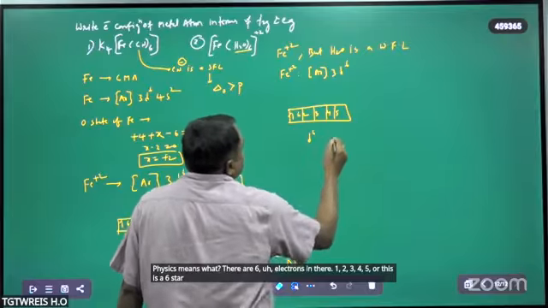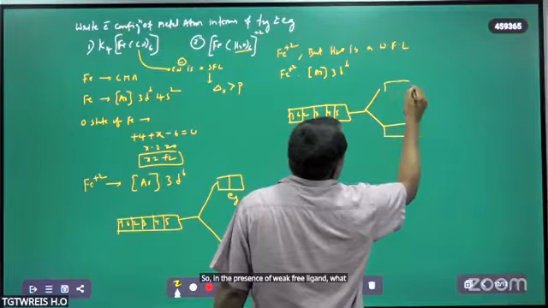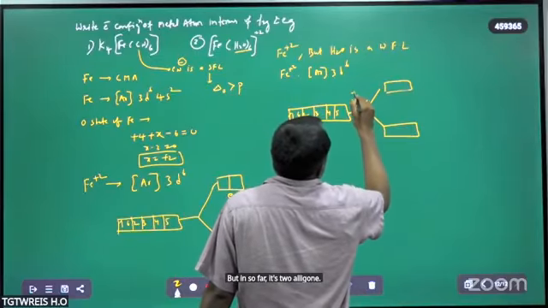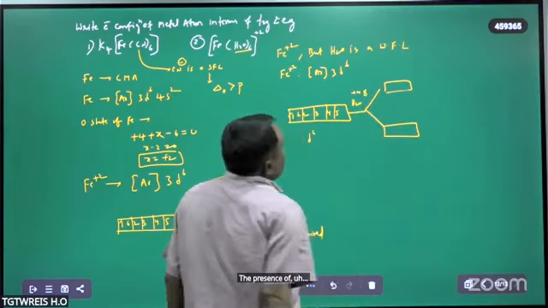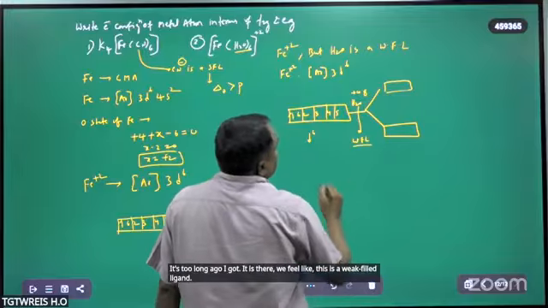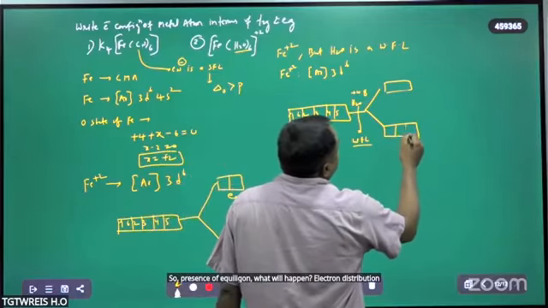This is the 6th. So in the presence of a weak field ligand, what will happen? In the presence of H2O ligand, it is a weak field ligand. So in the presence of a weak field ligand, electron distribution takes place according to Hund's rule.